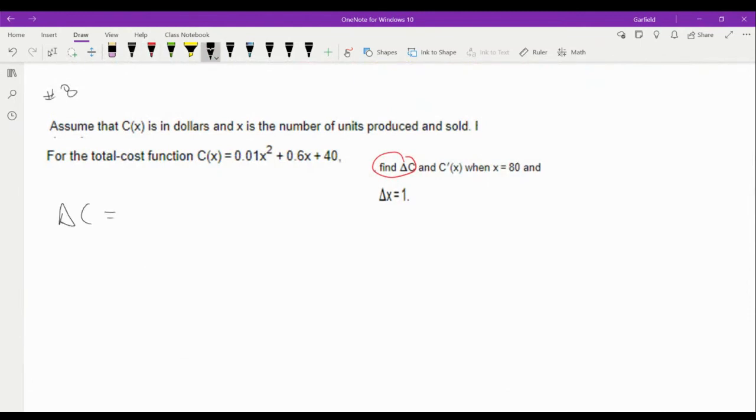So to find delta C, this would be, well, that's not f of, but c of x plus delta x, because its function is c, minus c of x. Is that number 7? Is that what you're saying? Yes, it is number 7.